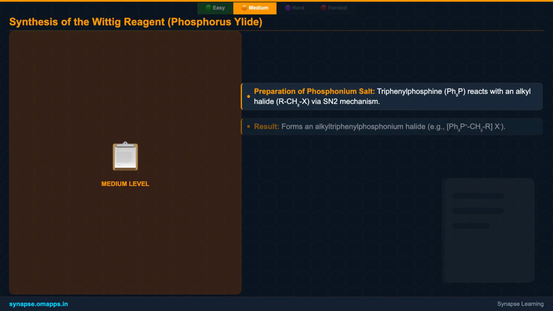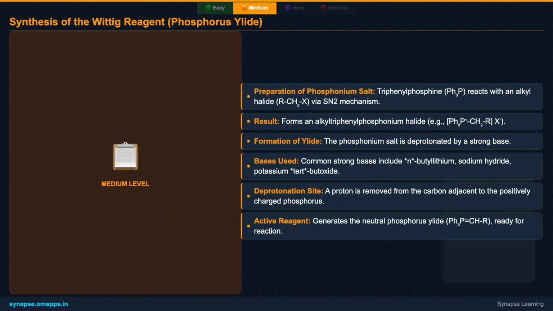So, how do we make these special phosphorus ylides? It's a 2-step process. First, triphenylphosphine, a good nucleophile, reacts with an alkyl halide in an SN2 fashion. This forms an alkyl triphenylphosphonium salt, where the phosphorus now carries a positive charge. For example, reacting triphenylphosphine with ethyl bromide gives ethyl triphenylphosphonium bromide.